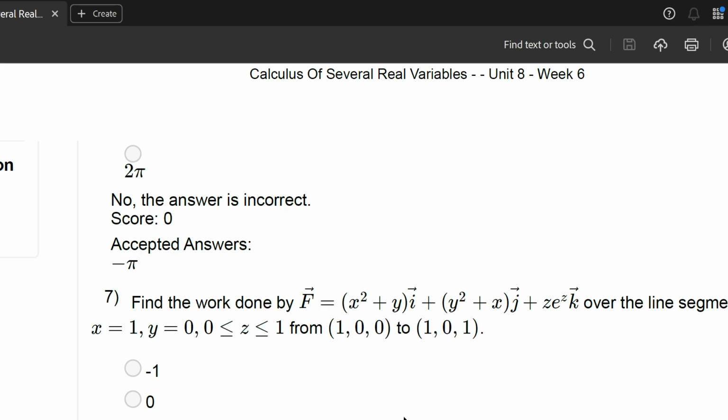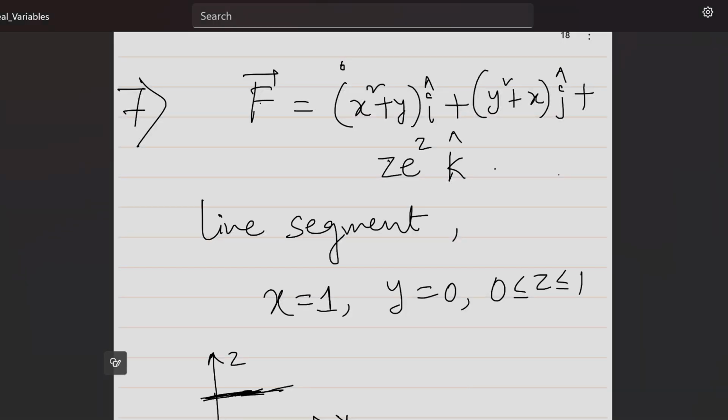Work done is F dot dr, but can you find this r? dr means the path. The path is called r, the vector r of t, where t is the parameter. The work done formula is F dot dr. But can you find this path easily? This is quite different, with z running from 0 to 1. Here it is not a closed path.